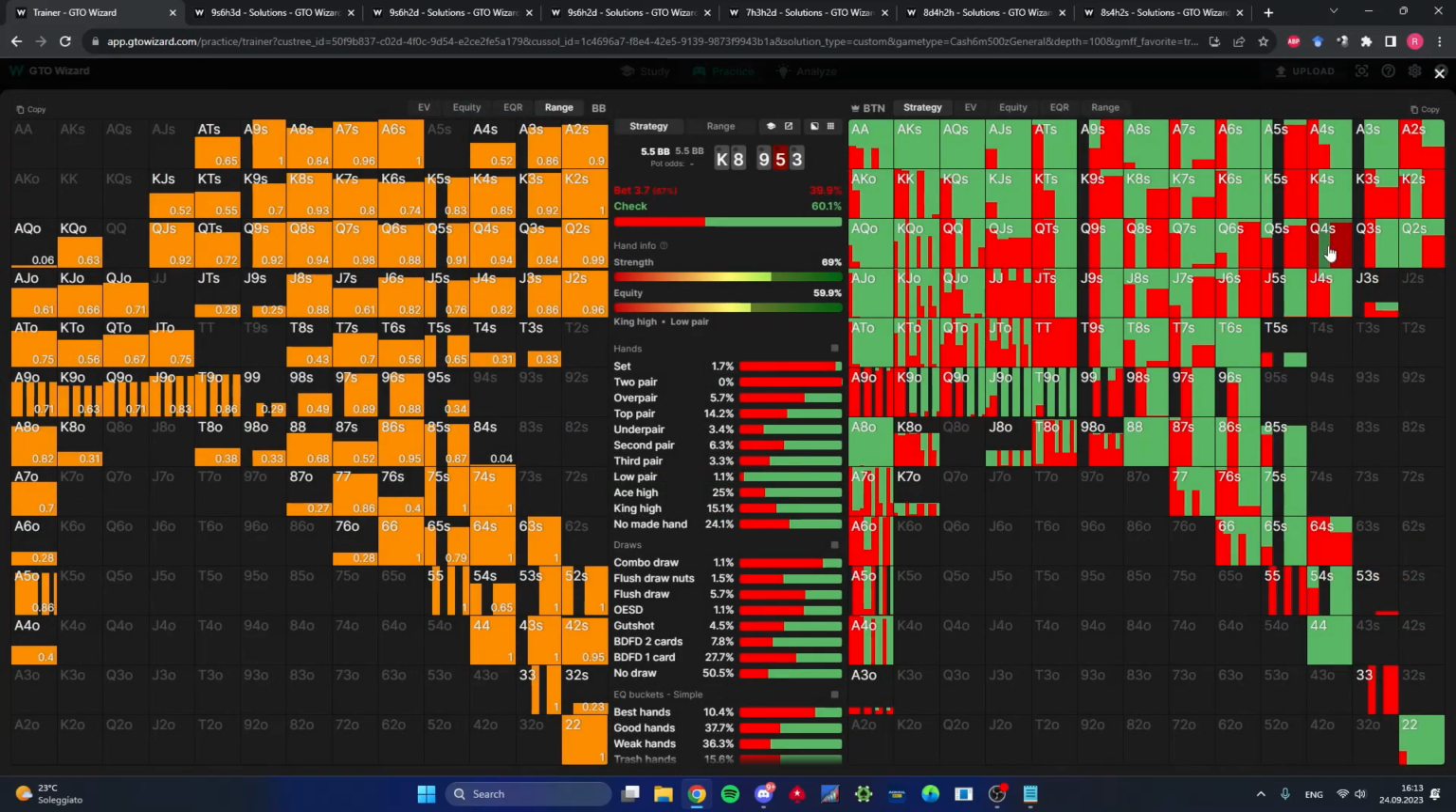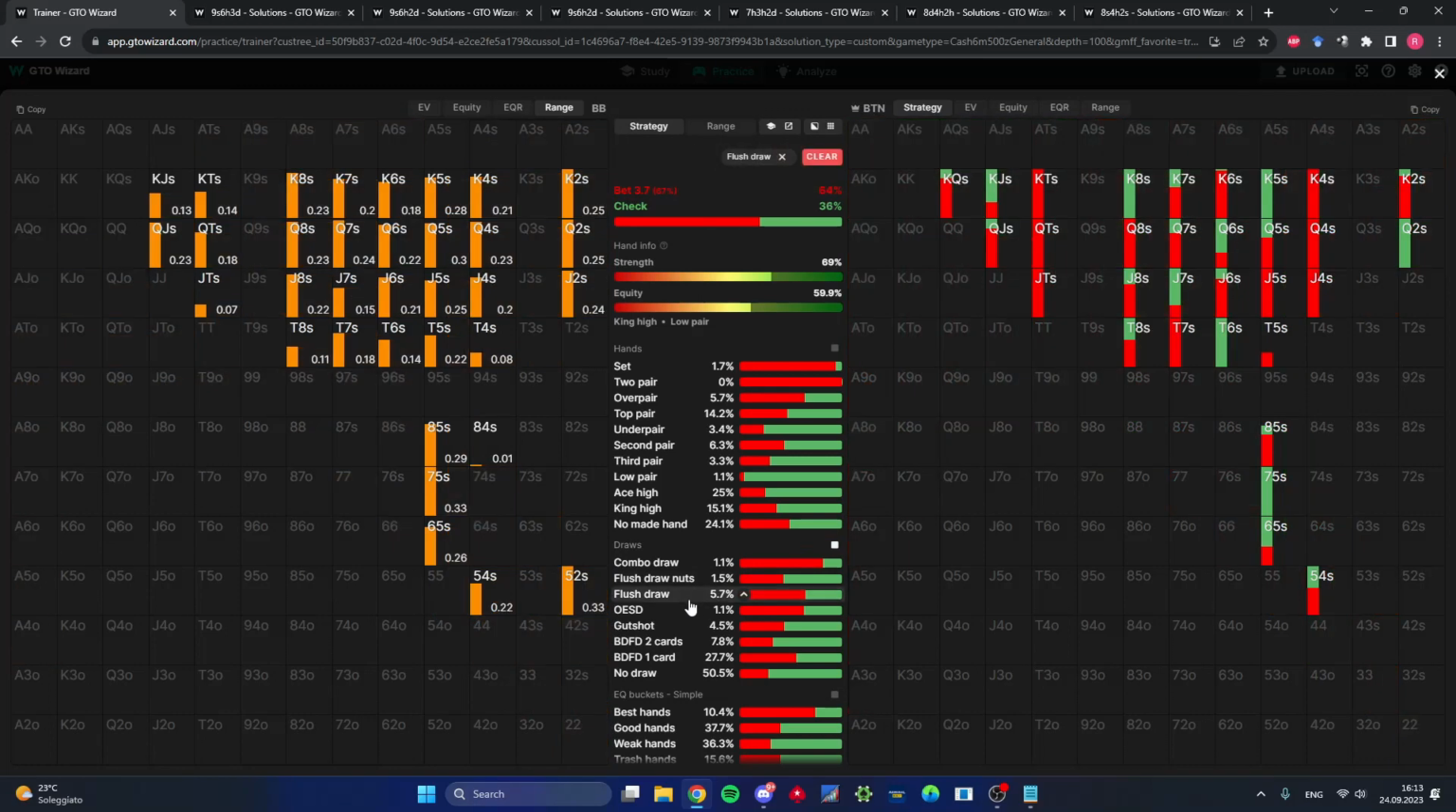Seems like I'm always picking the flush draws that are checking back. King 8, the pure check back. King 7, King 6 betting. King 5 is a pair, I think, yeah.